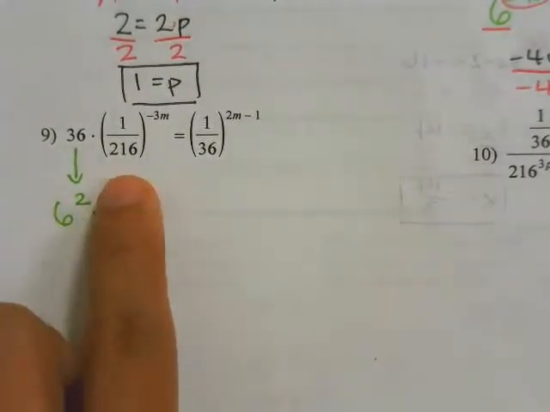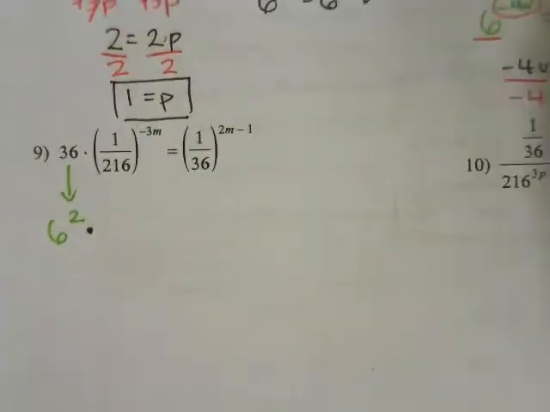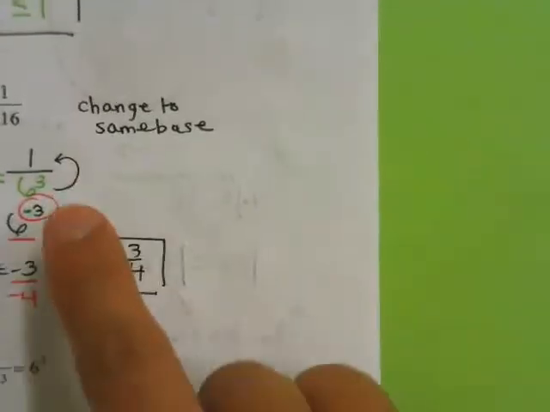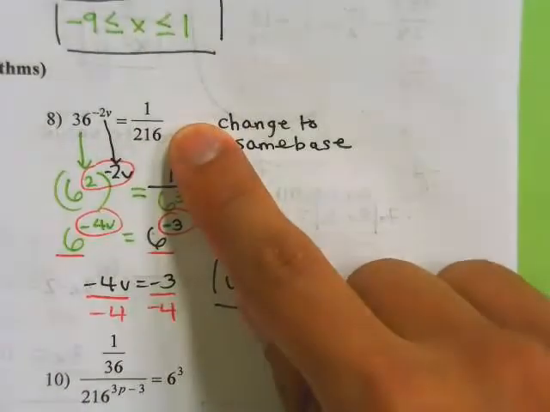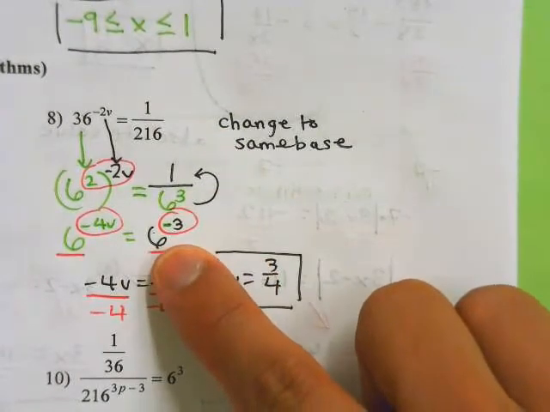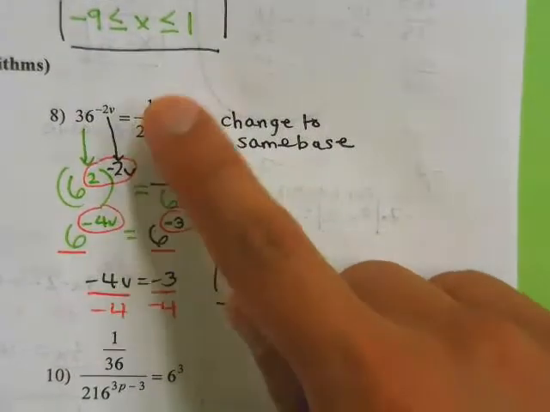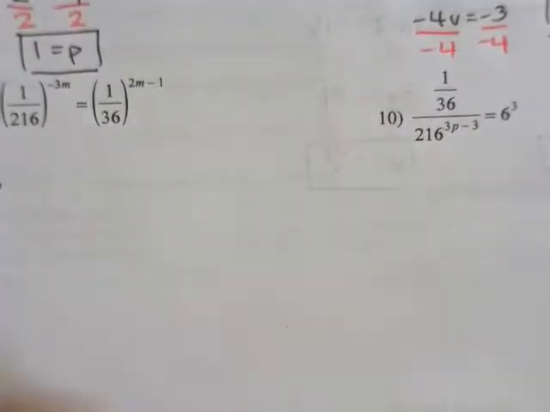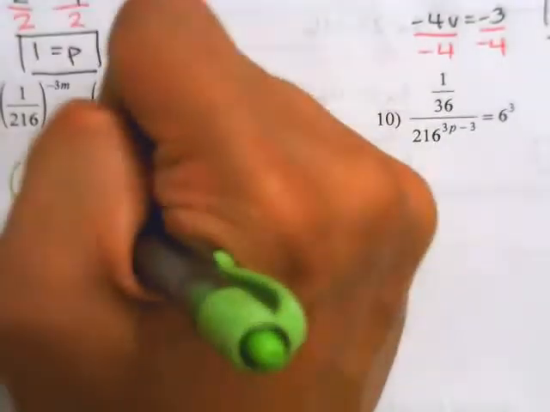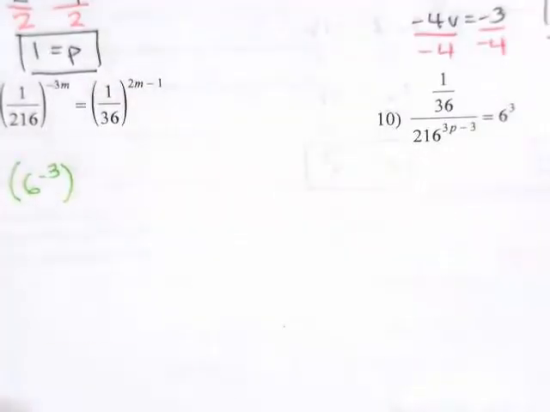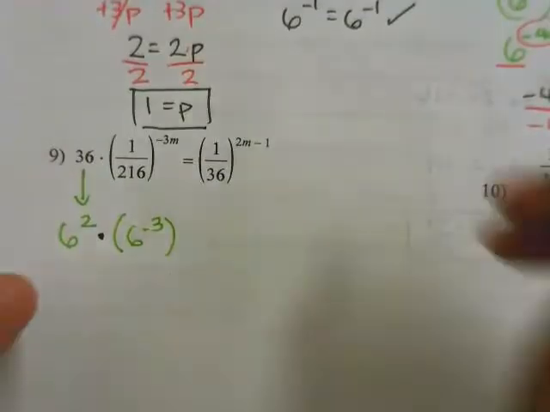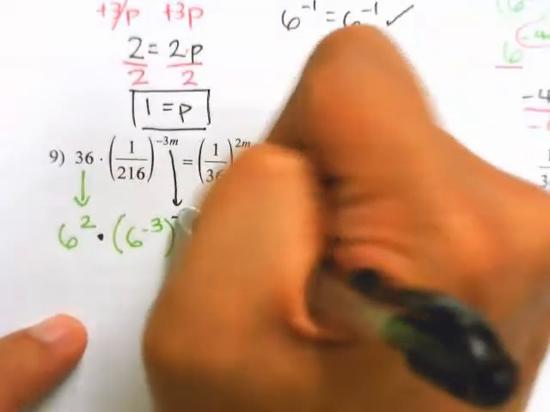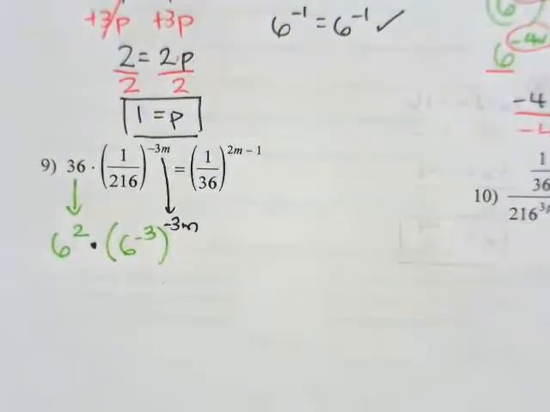And then the 1 over 216, we already did that work on number 8. The 1 over 216 in number 8, I'm going to change that to 6 to the negative 3, because that was all that work for the same problem. So I'm going to go 6 to the negative 3 with the parentheses. Oh, sorry. And then don't forget, it still had an outer exponent of negative 3m.